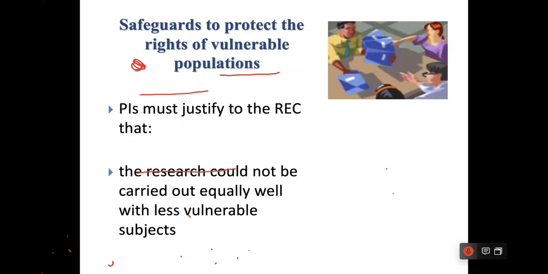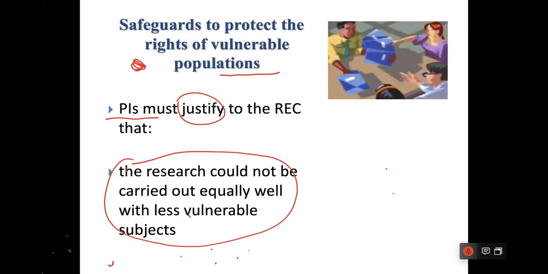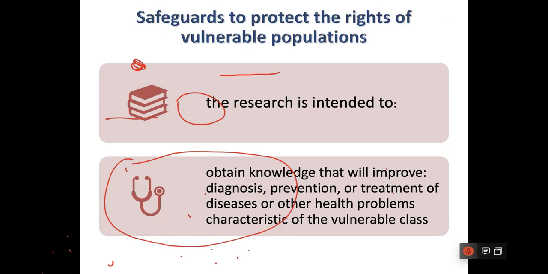And we've been talking about this throughout this presentation in terms of justification. Essentially, the PI must convince the ethics committee that the research could not be carried out equally well in a less vulnerable population. And then this slide is, let me get rid of this. And the research, in order to justify, we want to make sure that the knowledge will improve the diagnosis, prevention, or treatments of diseases or other health problems characteristic of that vulnerable class.